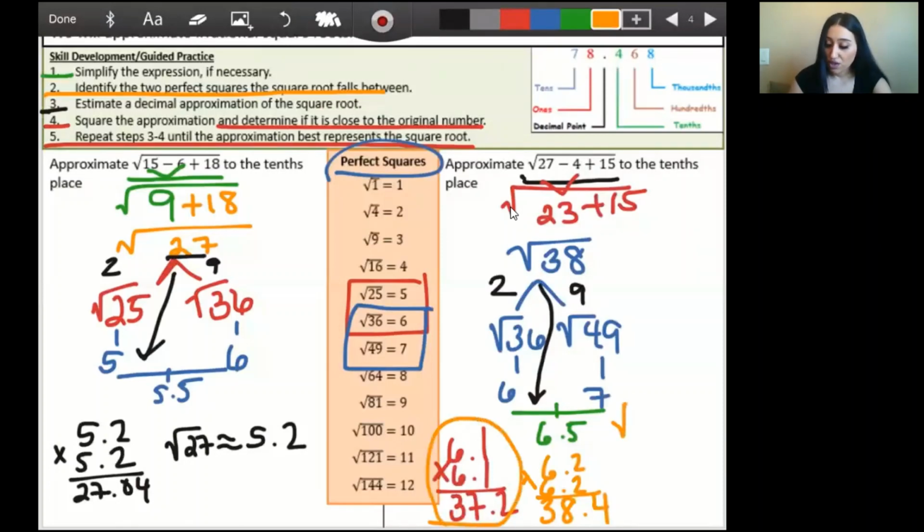So the approximation of the square root of 38, or the square root of 27 minus 4 plus 15, would be about 6.1.